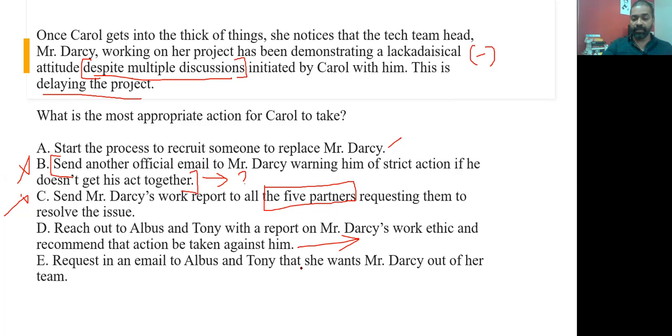Request in an email to Albus and Tony that she wants Mr. Darcy out of her team. Now what is the difference between these two? In both cases, there is something going to Albus and Tony, but in this case, she's giving them a report and she's recommending that action be taken against him.